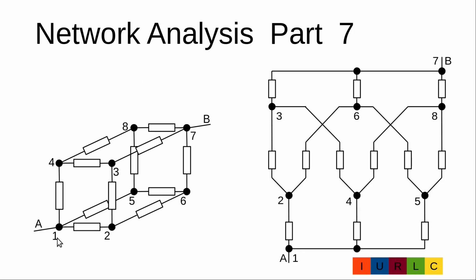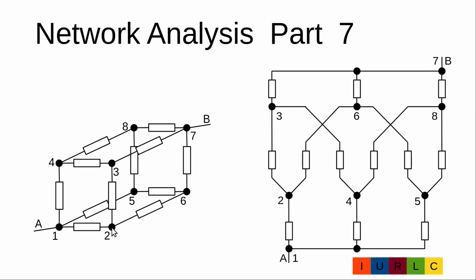In the first step, we number all the nodes from 1 to 8 of this cubic circuit and redraw it as a plane circuit. From node 1 we have a resistor to node 2, to node 4 and to node 5. From node 7 we have a resistor to node 3, to node 6 and to node 8.